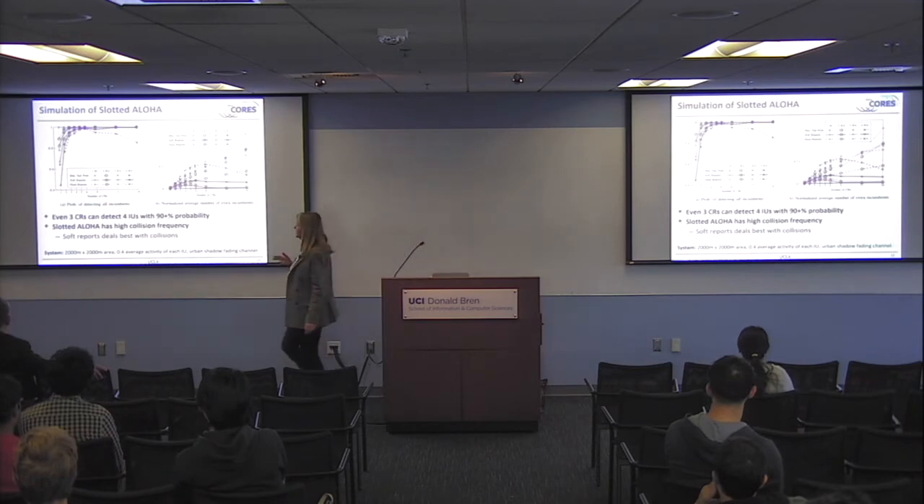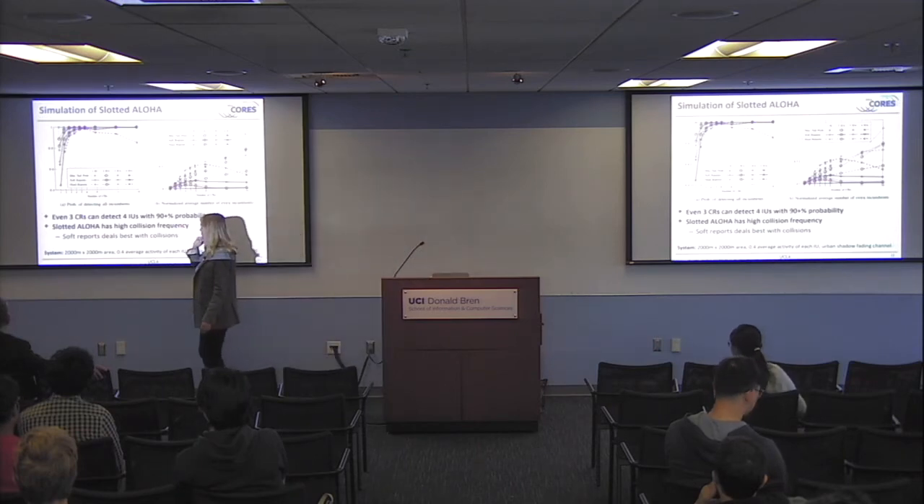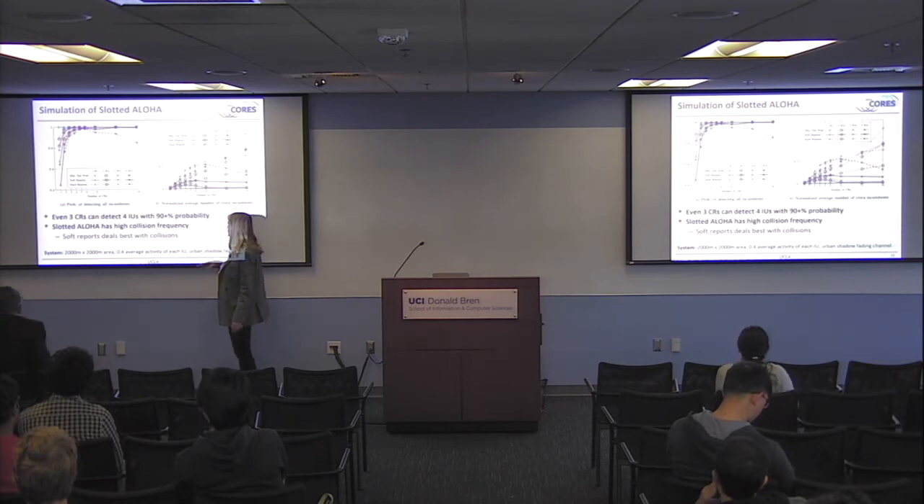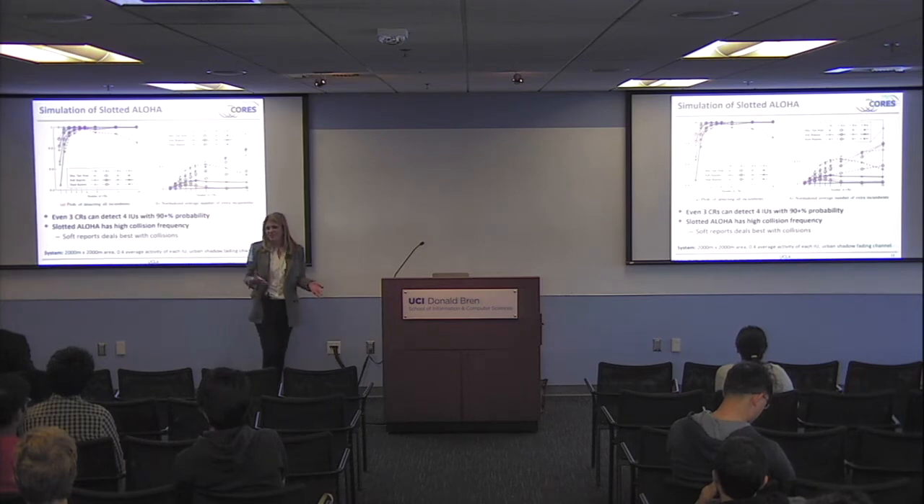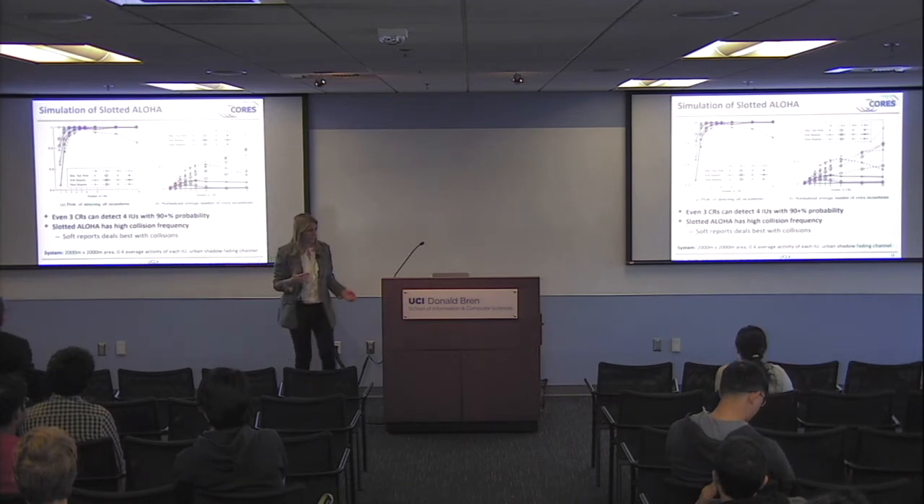One is the probability that I will detect all of them and actually correctly identify footprints. And this one is that I think that there are more radios. It's a kind of false alarm, right? You think that there are more transmitters that are actually there.